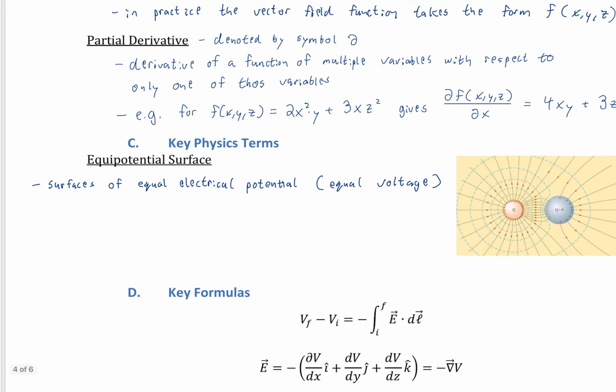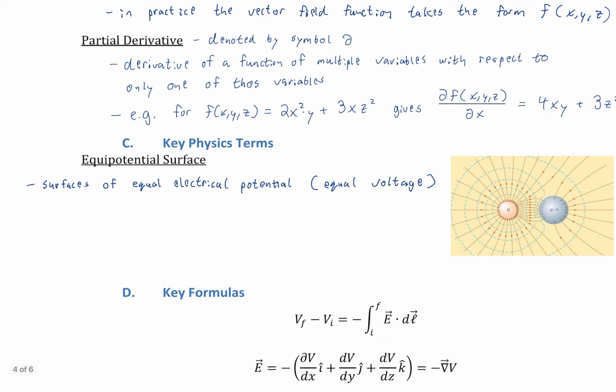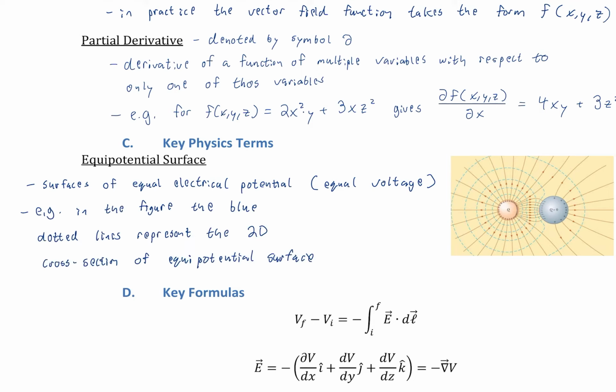So it's a surface of equal electrical potential, which is to say equal voltage. It'd be like having a flat plane on the ground, that's all the same elevation. If we're making that common analogy of comparing voltage to elevation above sea level, well then, flat ground would be an equal potential surface. So, for example, in the figure, the blue dotted lines represent the 2D cross-section of an equal potential surface.